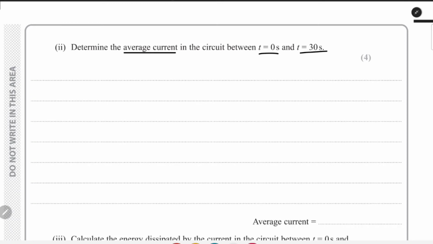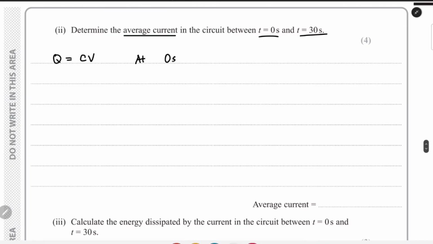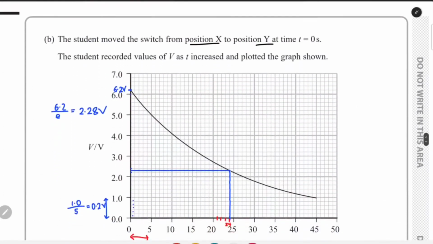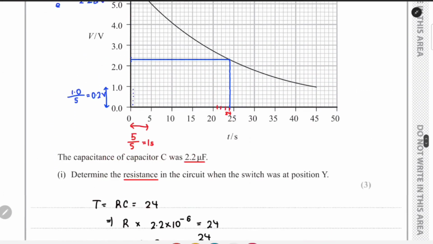and t equals 30. The average current will be the change in charge divided by unit time, or divided by 30 seconds in this case. Now the charge is equal to the capacitance times the voltage. Now at 0 seconds, the voltage was 6.2 volts.